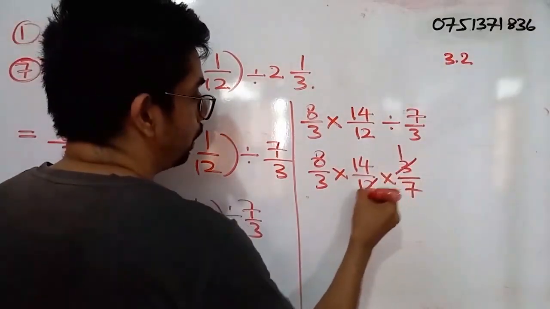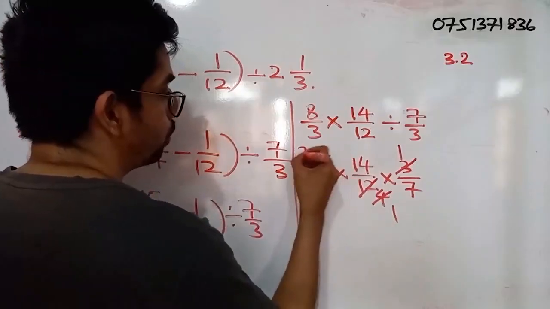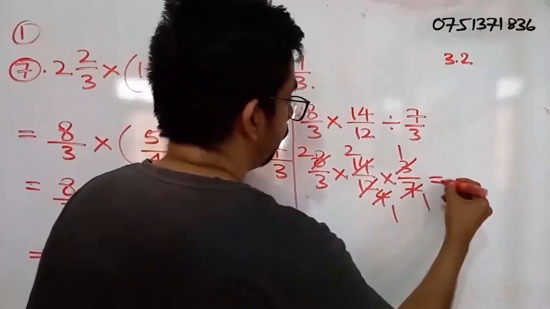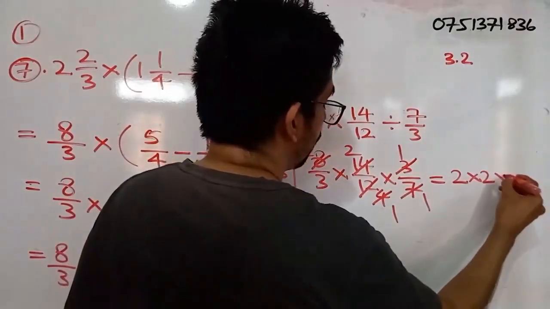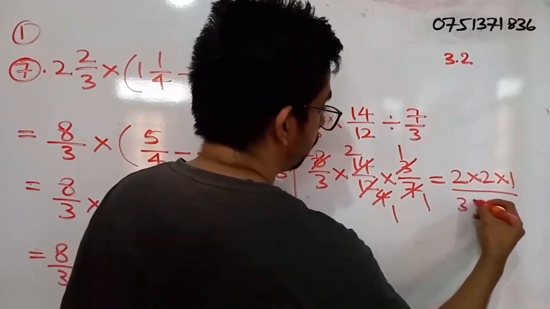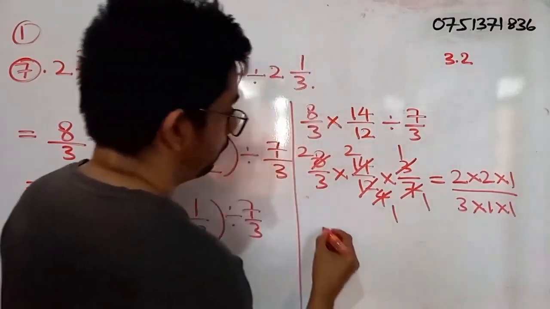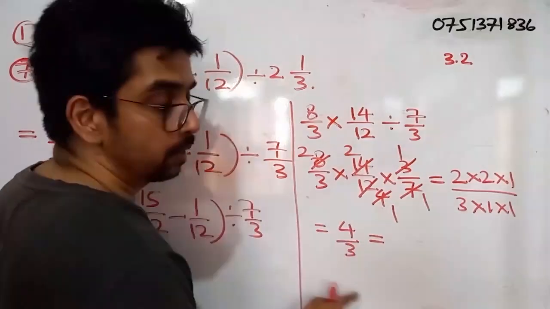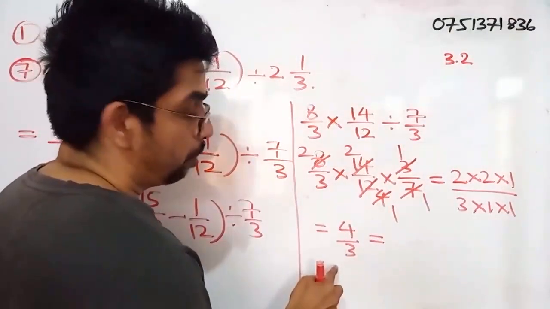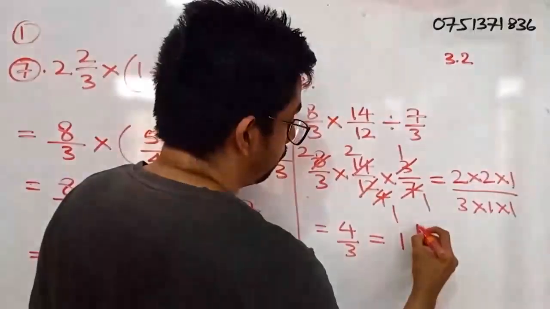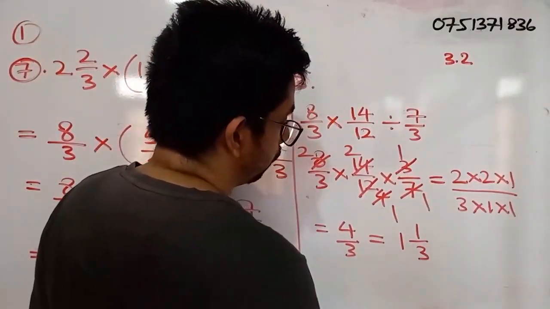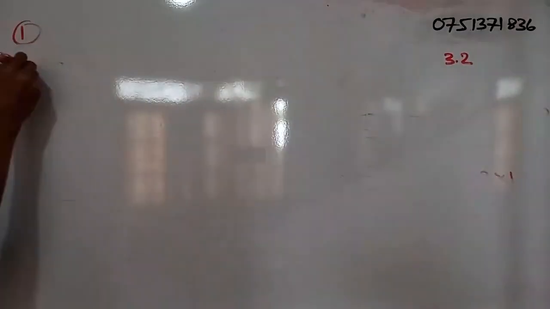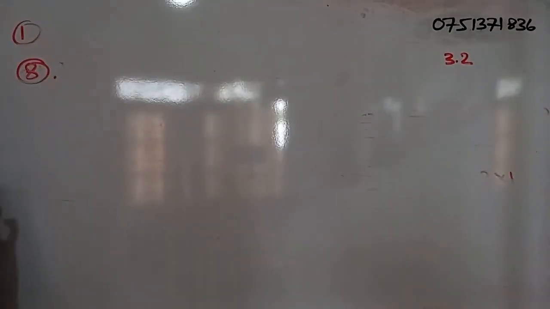Right, so 3 times 1 and 3 times 4, 4 times 1 and 4 times 2, 7 times 1 and 7 times 2. So in the top half we have what? 2 times 2 times 1, and in the bottom half we have 3 times 1 times 1. That means what? 4 by 3. Then we have to simplify this. We have to convert this improper fraction into a mixed number, which is 1 and 1 by 3.